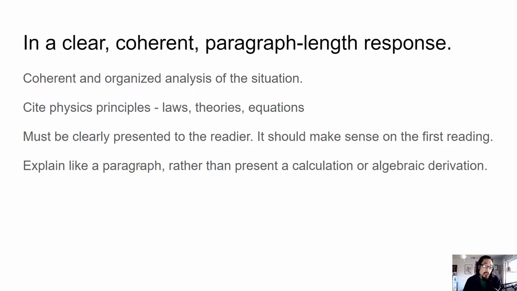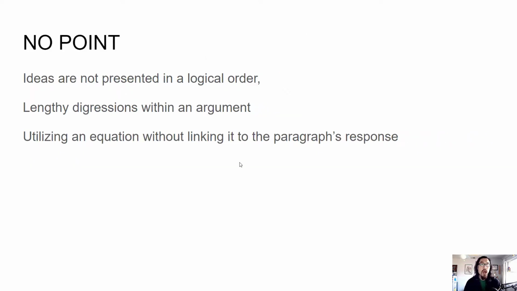And the last one: you have to explain like a paragraph. Don't just put down an equation and not reference it. If you put down an equation, you have to reference it. Say this is the equation I'm using, this is the reason why, and explain why it makes sense for your problem. If you just write down an equation and don't reference it, it looks like you're just scrambling to get as many points as possible, and it is very apparent, and you won't get this point.